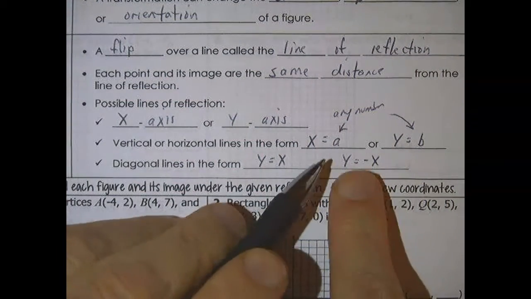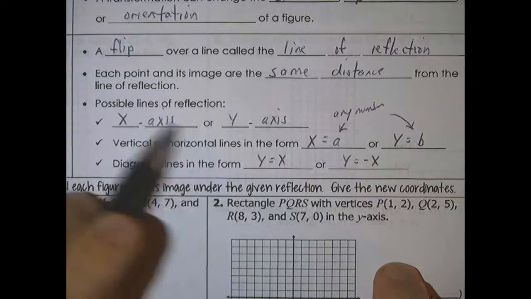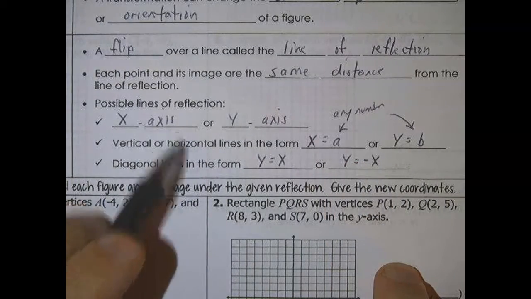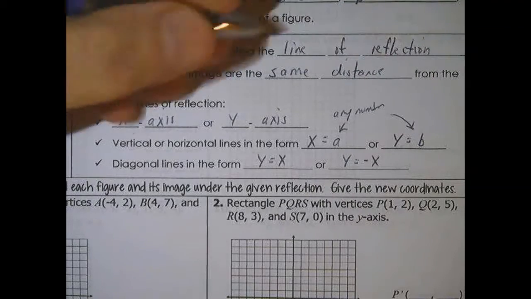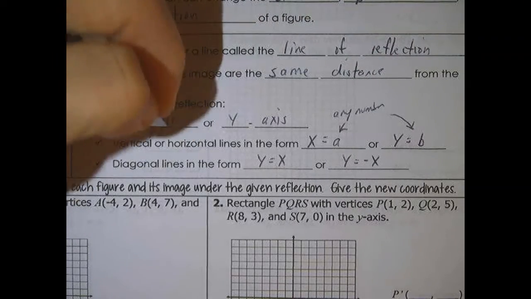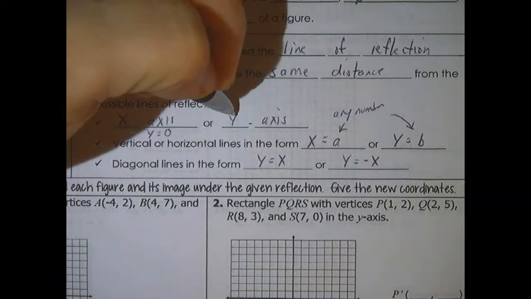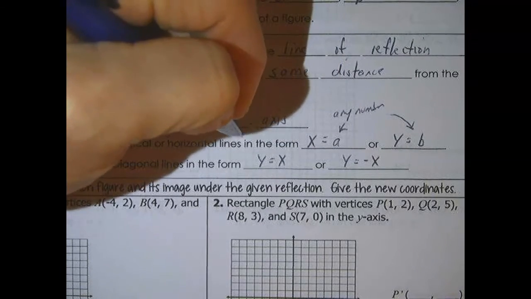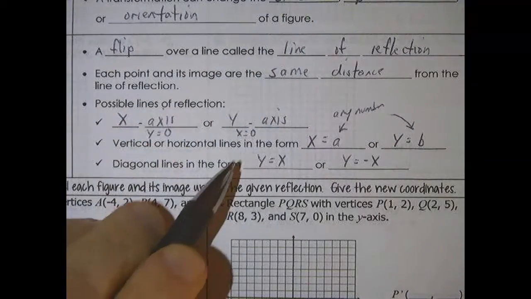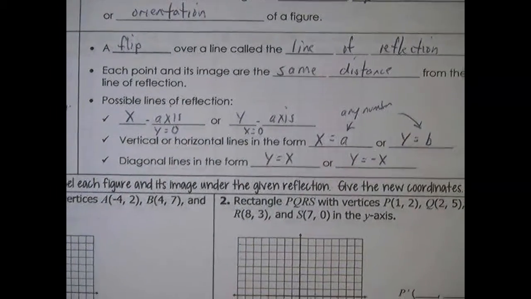Now, by the way, it's worth pointing out that the x-axis and y-axis are also horizontal and vertical lines, right? The x-axis is a horizontal line, so it's y equals, what do you think it equals? Y equals 0. That's the equation of the x-axis. And the y-axis, that's a vertical line. An equation of that would be x equals 0. You might see it in that form sometimes too. All right, let's go ahead and do our first reflection.